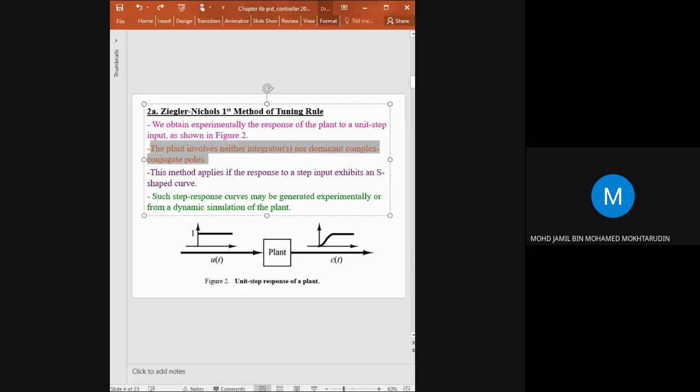Okay, some theory. This method applies if the time response c(t) to a unit step input u(t) exhibits an S-shaped curve. So if you get a c(t) S-shaped curve, then you can use the first method of tuning rules. Such step response curves may be generated experimentally or from dynamic simulation. So you can use experiment or some simulations to get the S-shaped curve.